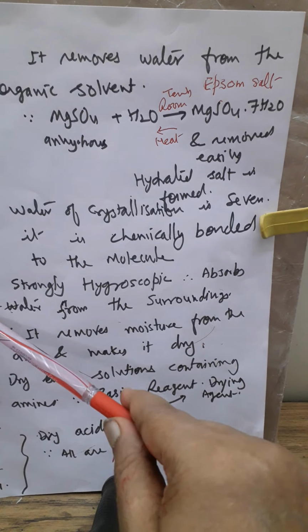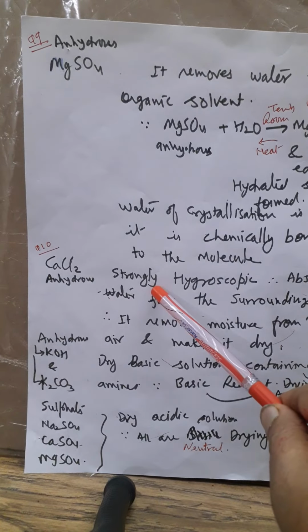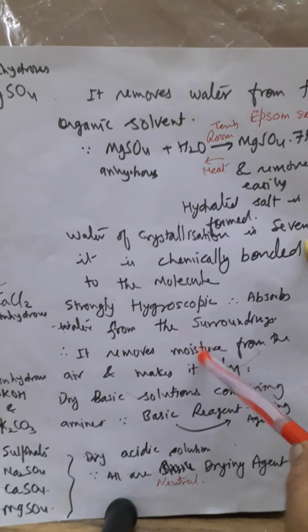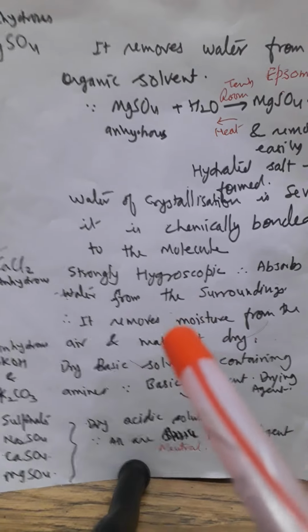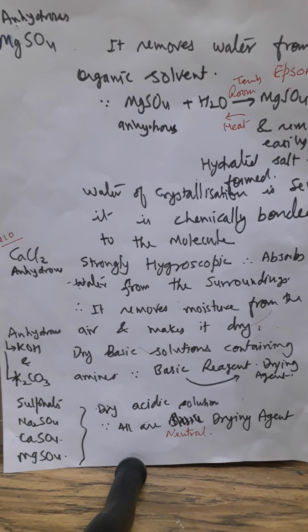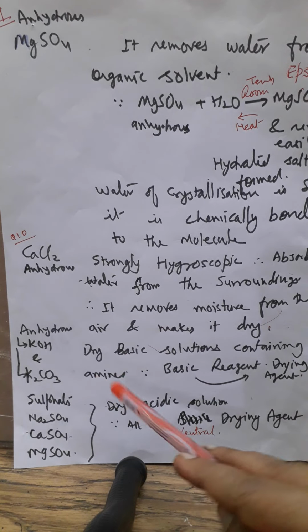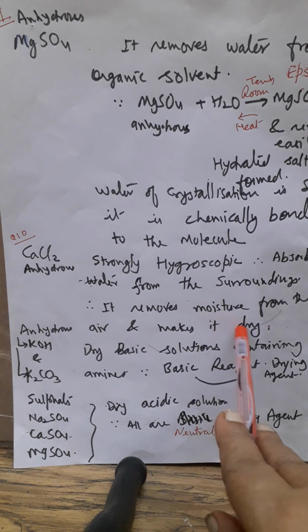Now CaCl2, we'll go for the next question. CaCl2 is strongly hygroscopic in nature, so it will absorb moisture from the air. To dry air, it is considered the best drying agent. It makes air anhydrous, I told you this.